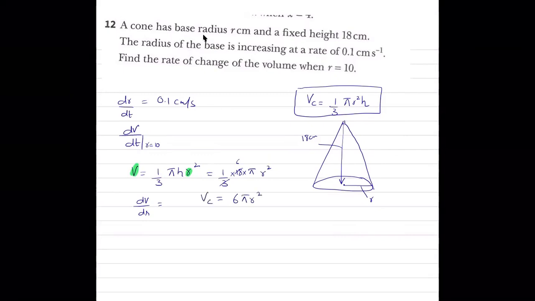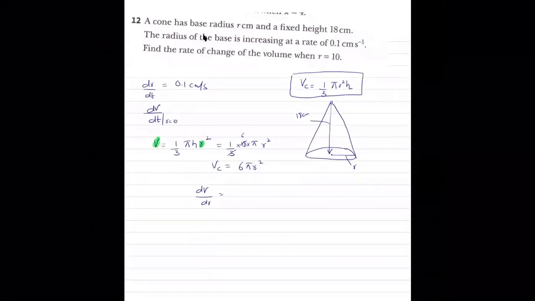That is the volume of the cone. Now, if you want to differentiate this, the differentiation of the volume with respect to r is going to be equal to 12 pi r. Do we agree on this?